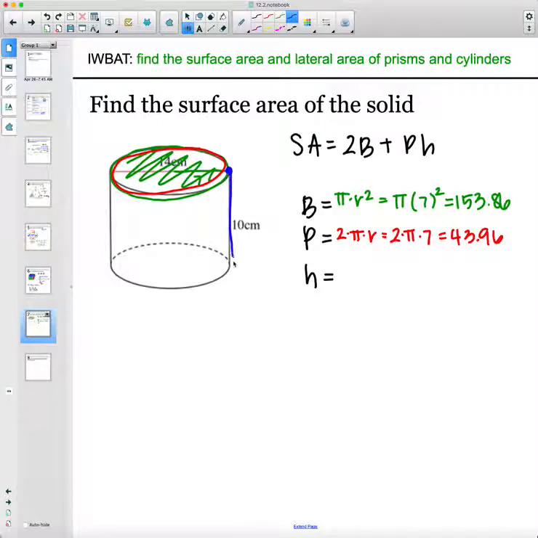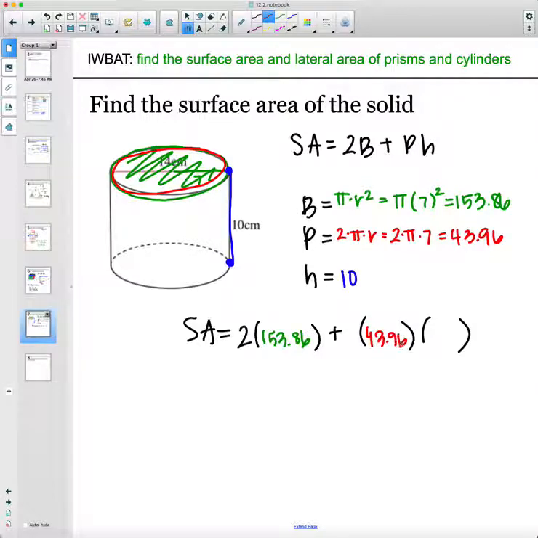And then height between the bases. From the top circle to the bottom circle, how far is it? That's 10. Then you'll plug it into the surface area formula: 2 times the area of the base plus the perimeter times the height. Area of your base, 153.86. Perimeter of your base, 43.96. And the height of the shape is 10. Then you can calculate this out in your calculator.